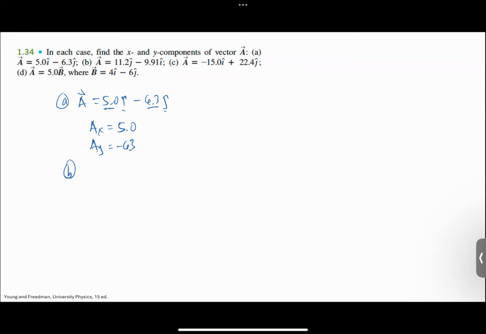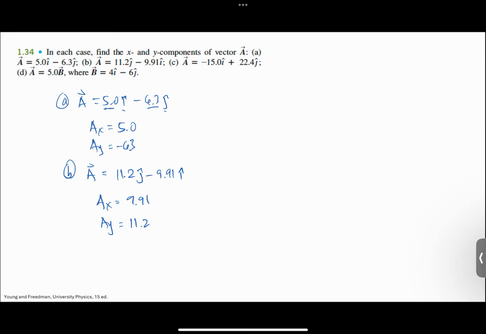Sa letter B, yung vector A ay 11.2 J hat minus 9.91 I hat. So yung x component ng vector A is yung coefficient ng I hat. So dito 9.91. At yung y component ng vector A is yung coefficient ng J hat, which is 11.2.